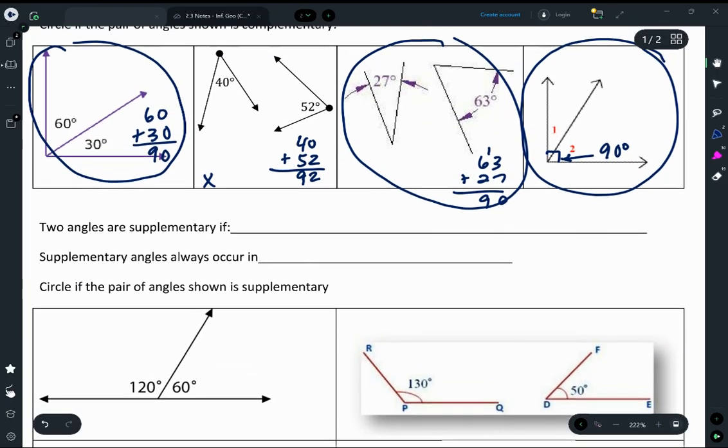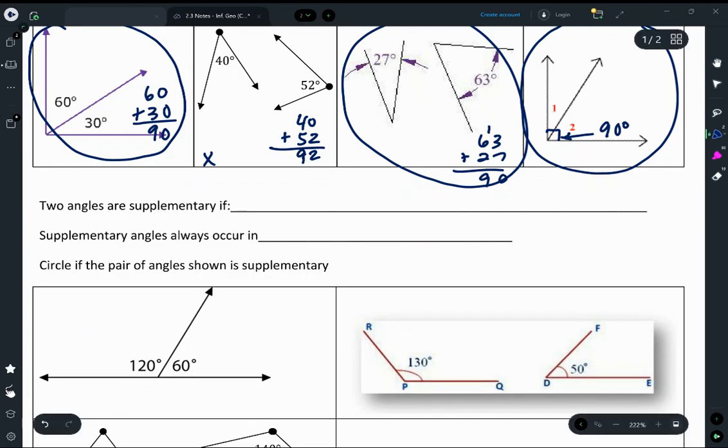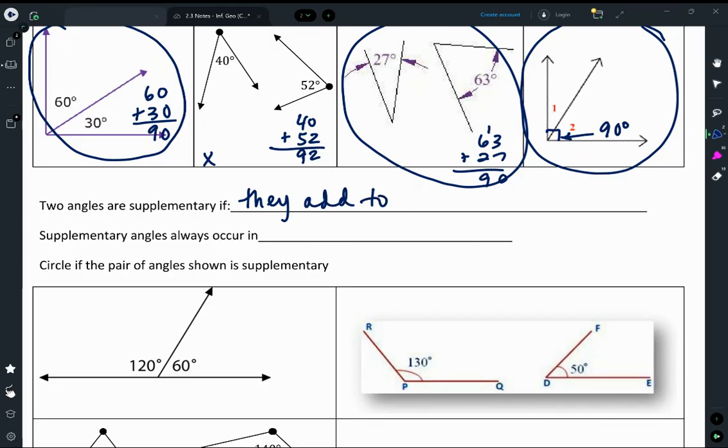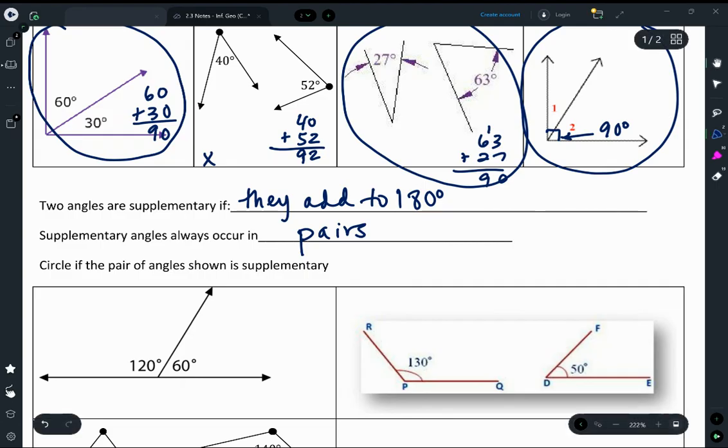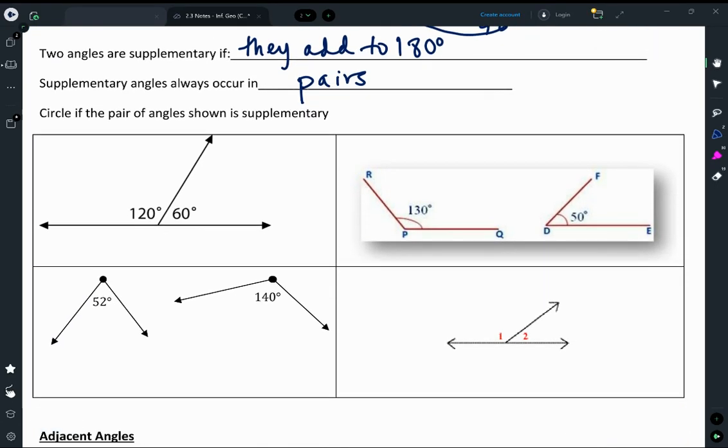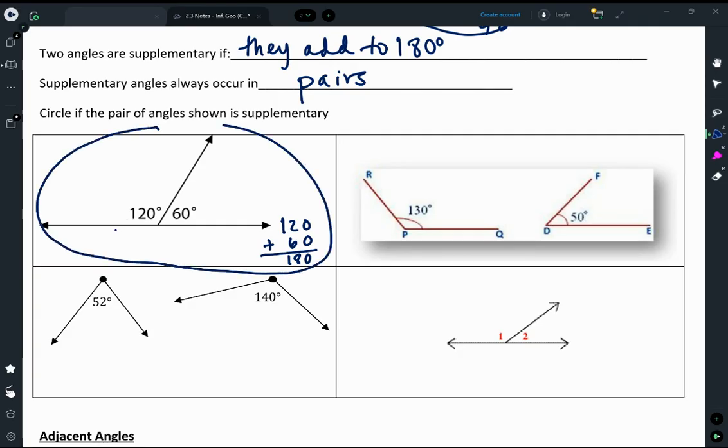So two angles are supplementary if they add to 180 degrees. And they also occur in pairs. So now we want to go through again, same idea as last time, and check to see which pairs are supplementary. So we're going to try adding them up. So 120 plus 60 makes 180. So this is going to be supplementary. I can also tell because they form this straight line together. On the next one, 130 plus 50 adds to make 180, so supplementary again.